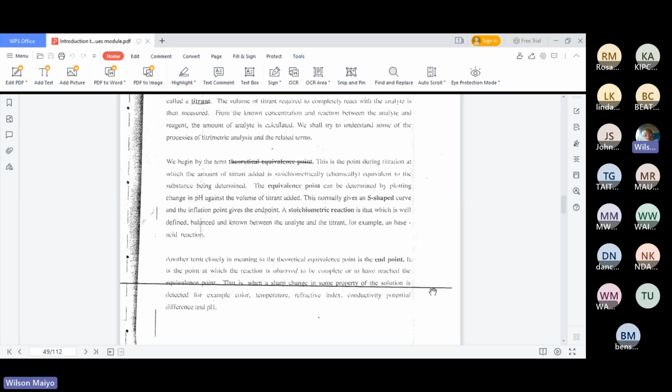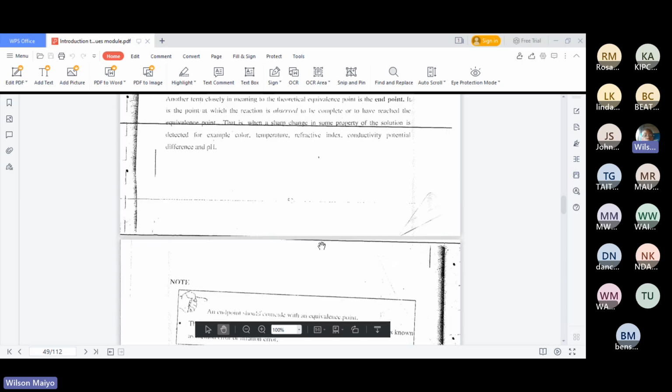Now, if you are using an indicator, it is that sharp change in the property of the color, either disappearance or appearance of the color, depending on which indicator you are using. It can as well be a sharp change in temperature, a sharp change in the refractive index, conductivity, potential difference, or even the pH. If you are monitoring your titration using pH, then you can observe a change in that property. Right, so I think those are the two terms that I wanted to mention.